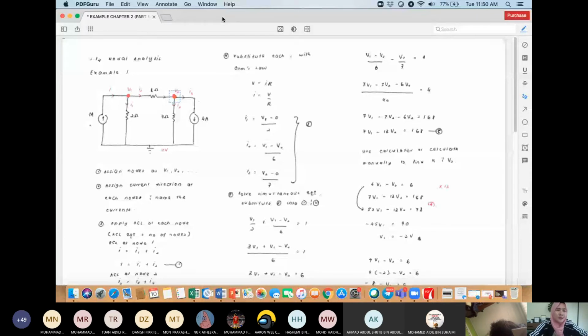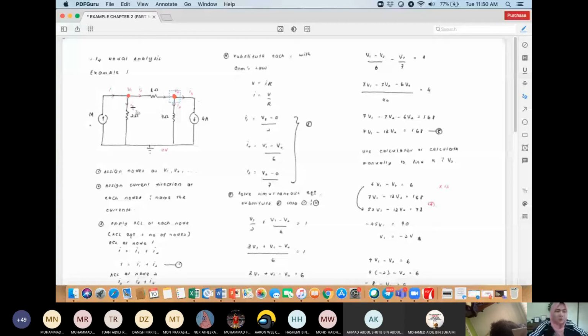Okay. Next, the second step is to assign the current direction at each node and name the currents. So now at node 1 over here, you know that the current flow at this branch is like this. It follows the current source. At this branch, the current direction should be like this. Why? Because current flows from positive to negative.